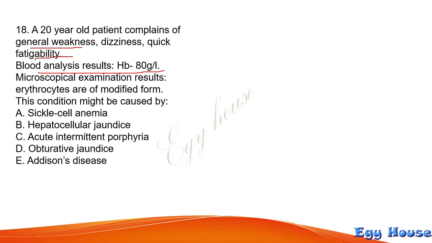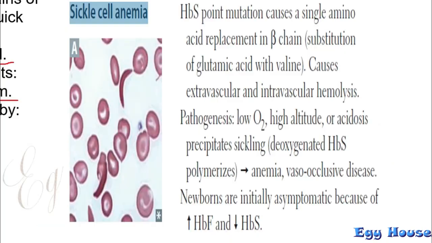And erythrocytes are of modified form, as you can see here in sickle cell anemia. These cells look really like a sickle. So this is actually a genetic problem caused by substitution of glutamic acid with valine. It means that the glutamic acid is replaced by the amino acid valine, and hence it causes sickle cell anemia in these patients.